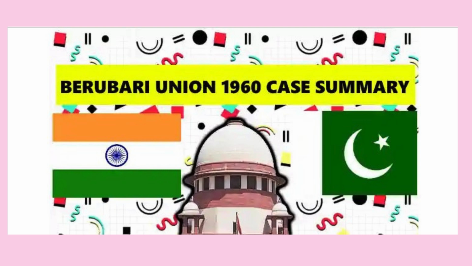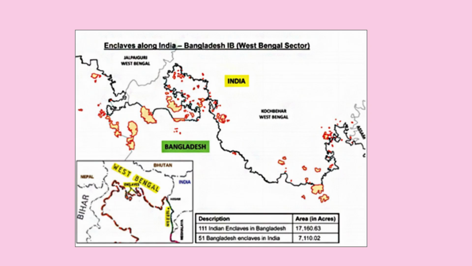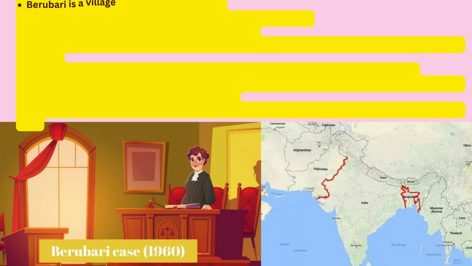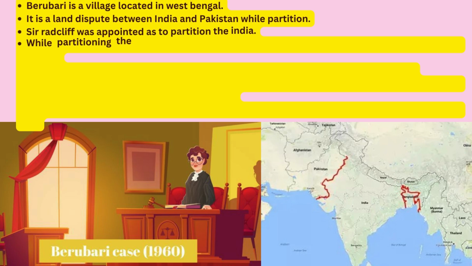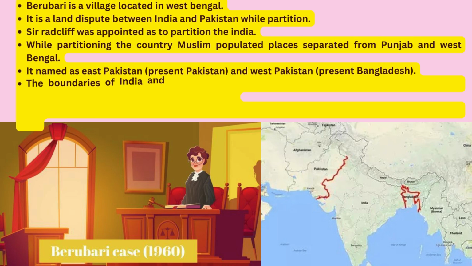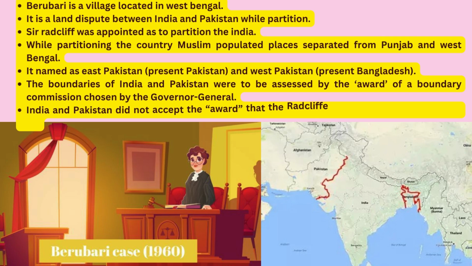The first significant case was the Berubari Case in 1960. Berubari is a village located in West Bengal. It was a land dispute between India and Pakistan. During partition, Sir Radcliffe was appointed to partition India. While partitioning the country, Muslim-populated places were separated from Punjab and West Bengal, named East Pakistan, present Bangladesh, and West Pakistan, present Pakistan.